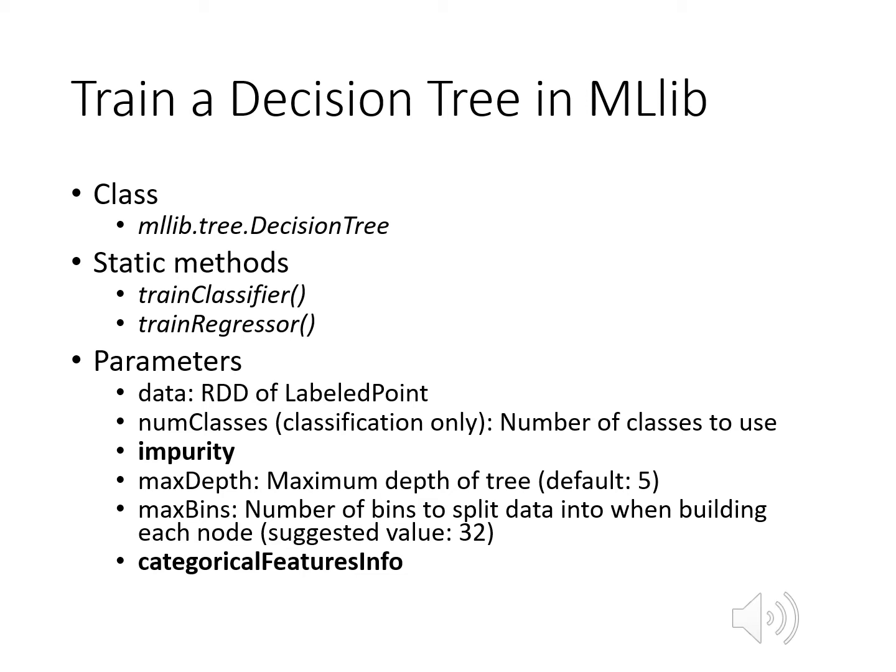MLlib has the decision tree class, which we can use to train a decision tree and then predict the test data. It has two methods for the classification and the regression problems. They are called train classifier and train regressor. Those methods have some major parameters. The data is an RDD of labeled points, and number of classes is to specify how many classes there are. This is for classification only.